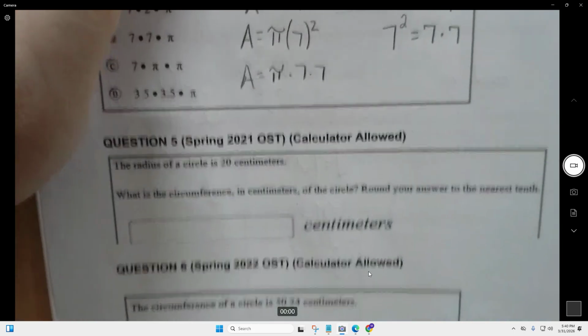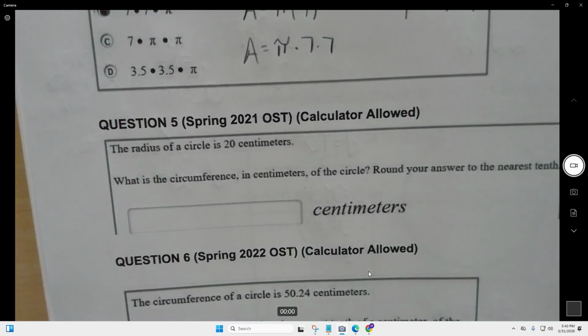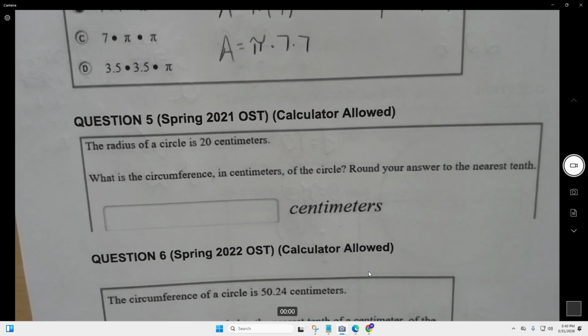All right, we go to question 5. For the spring 2021 OST, calculator allowed. The radius of a circle is 20 centimeters. What is the circumference in centimeters of the circle?